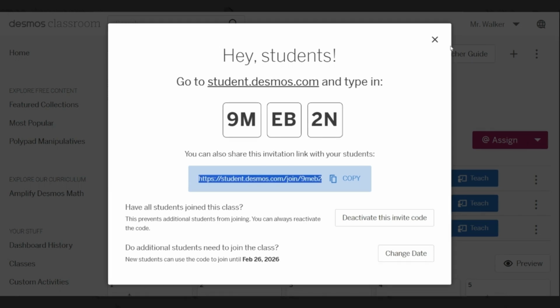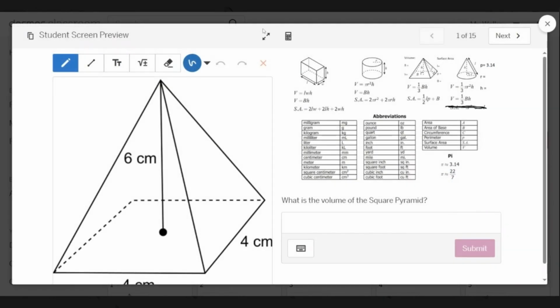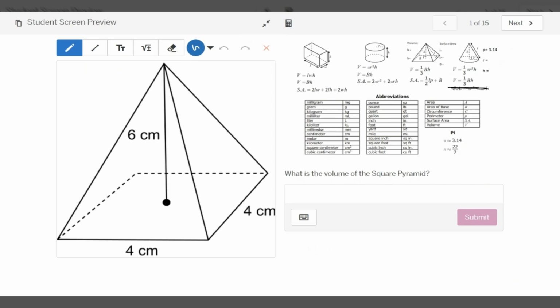All right. Let's start with this review. What is the volume of the square pyramid? So, real quick, we look right here. Square pyramid is right here. Volume, we have B, which is the area of our base, and then our height.